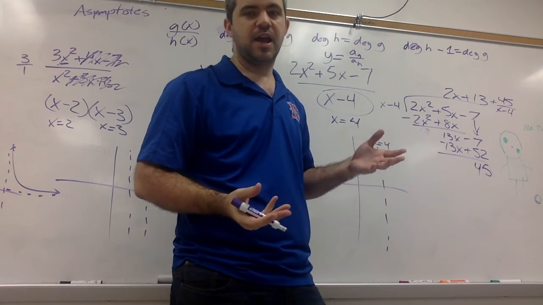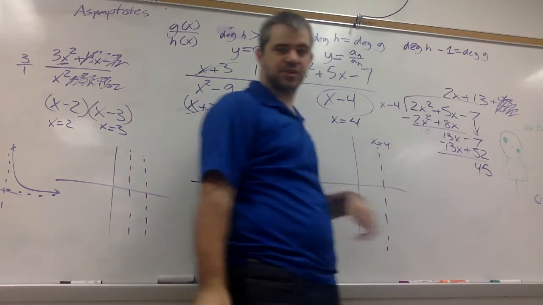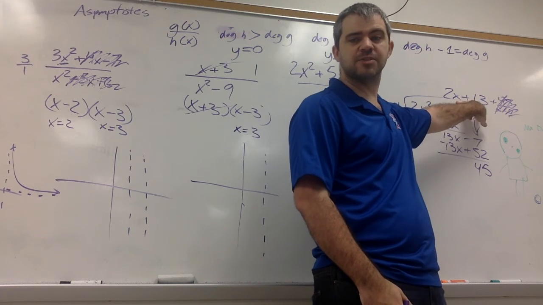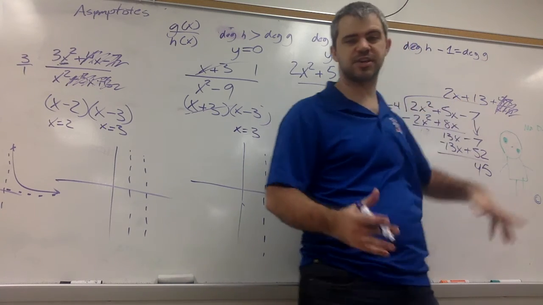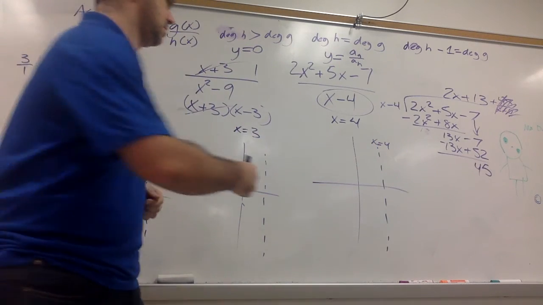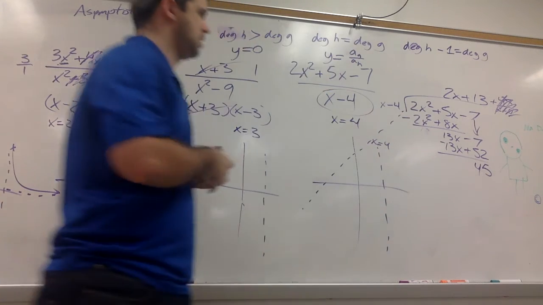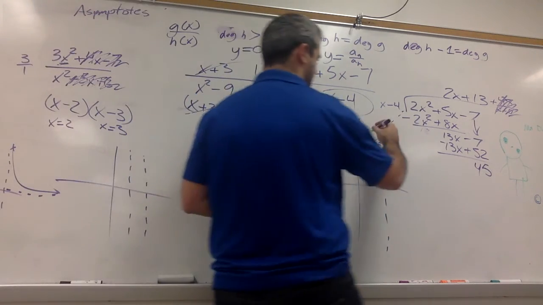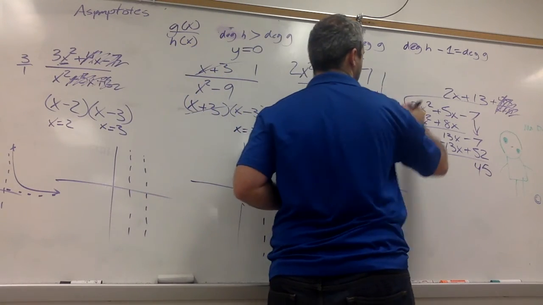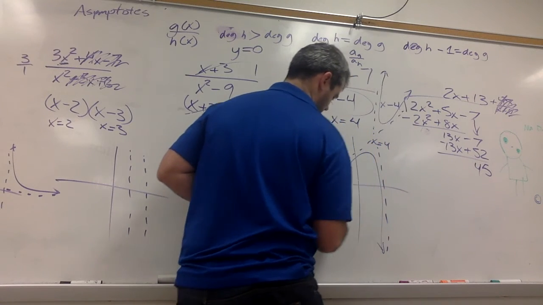But here's the thing. As x gets huge, this guy starts to go away. And then our asymptote becomes 2x plus 13. We get closer and closer to this line. So we get this oblique asymptote right here. So I believe this graph would look something like this.